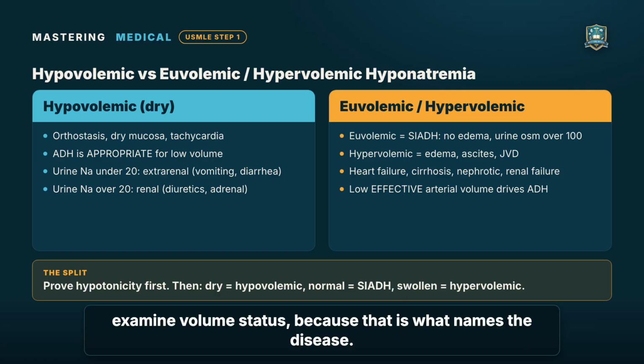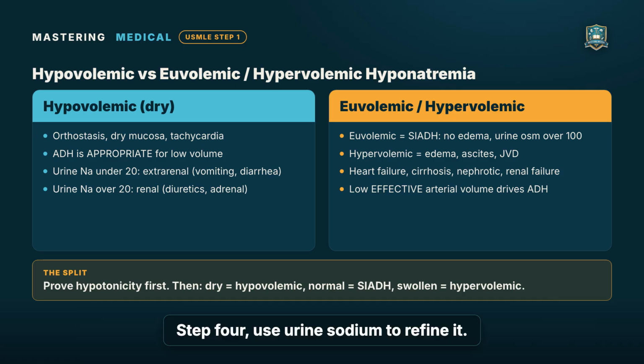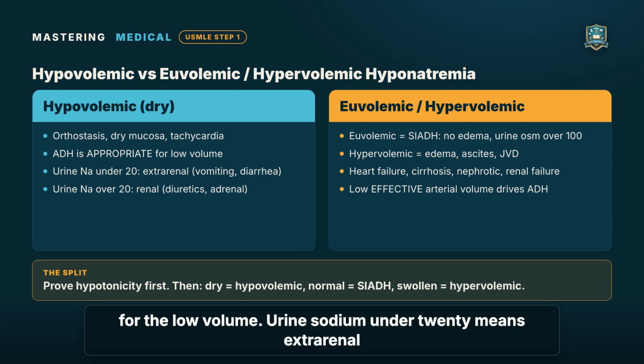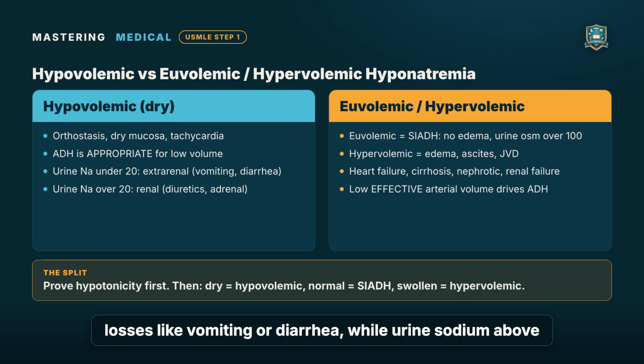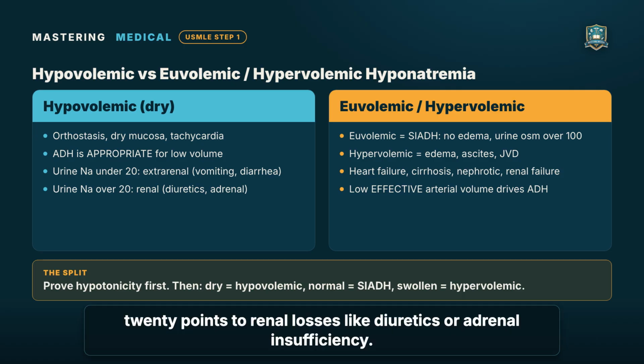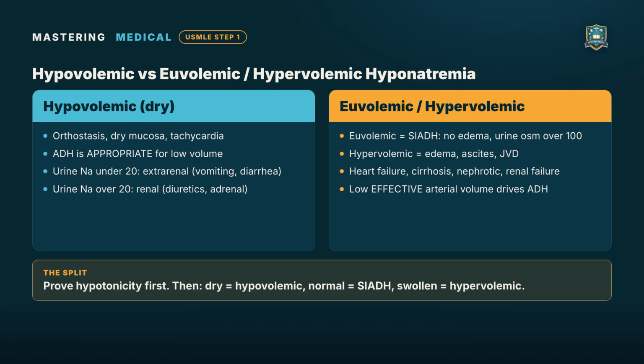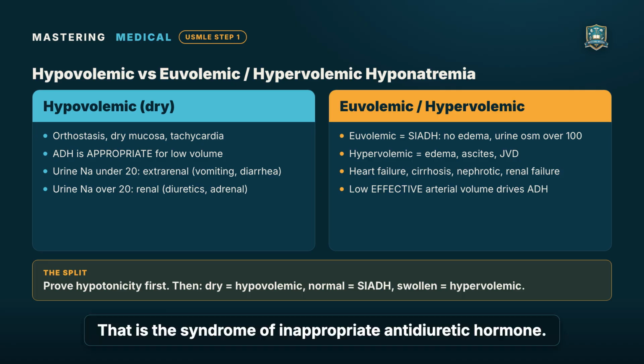Step 3. Examine volume status because that is what names the disease. Step 4. Use urine sodium to refine it. In hypovolemic hyponatremia, the patient is dry with orthostasis and tachycardia, and the hormone is appropriate for the low volume. Urine sodium under 20 means extra renal losses like vomiting or diarrhea, while urine sodium above 20 points to renal losses like diuretics or adrenal insufficiency. In euvolemic hyponatremia, there is no edema and no depletion. Urine osmolality is above 100 and urine sodium is above 40. That is the syndrome of inappropriate antidiuretic hormone.